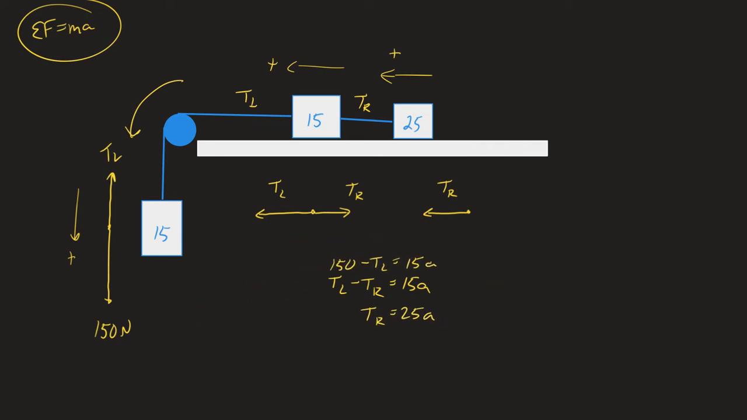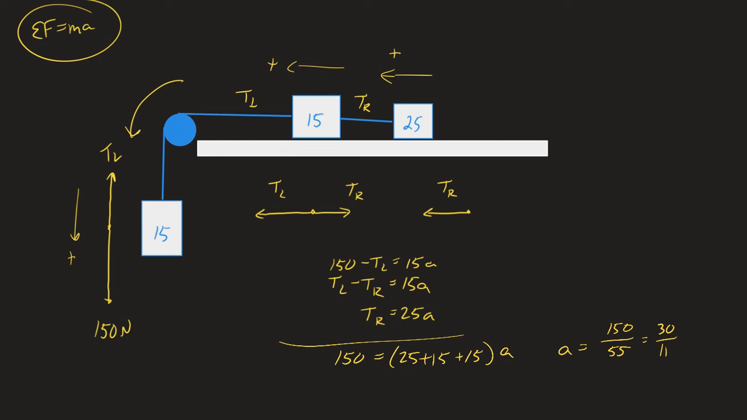Again, add all these together. And when you do, the TLs and TRs cancel, and I get 150. It's that 150 newtons hanging off the table that's causing the system to move. The other tensions are just connecting everything together. But the system has 25 plus 15 plus 15 amount of inertia times a. So 55, so the acceleration here is 150 over 55. Is that 30 over 11? I think.